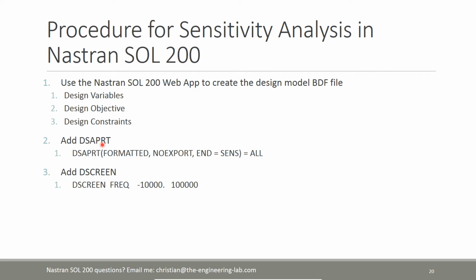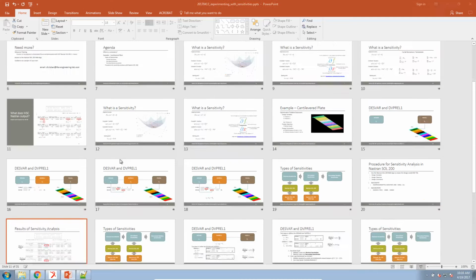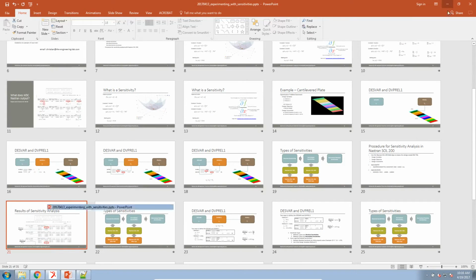To prompt Nastran to perform the optimization, you have to include this statement. This line is included here. This is a statement you can use in your example. And DSCREEN, this is another statement we have to use, and I'll make a mention of what this is in a moment. Let's go ahead and go through the exercise now.